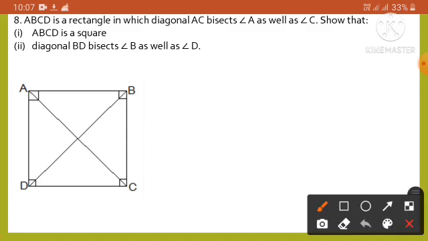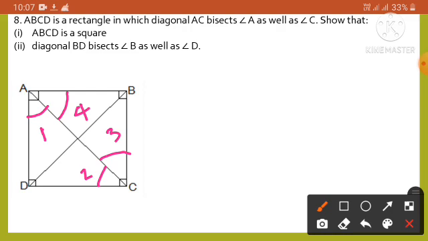So angle DAC, we are giving the name 1. Then angle CAB, that is angle 4. Now angle DCA is angle 2 and angle BCA is angle 3.